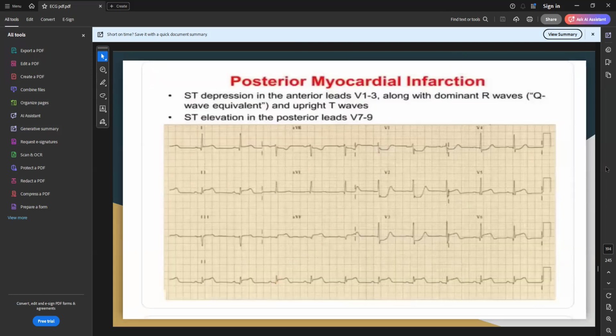So as I told you, there will be reciprocal depression in the anterior leads, that is V1, V2 and V3. Here you can see the ST segment depression, whereas ST elevation is there in the long strip. This is lead 2, there will be ST elevation, and you will see the ST elevation in the posterior leads V7 to V9. Here you can't see this. I have not shown you V7, V8 and V9.